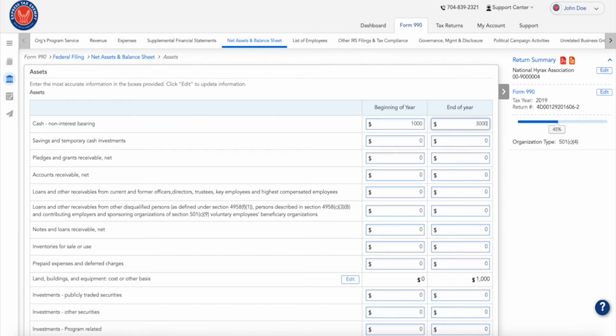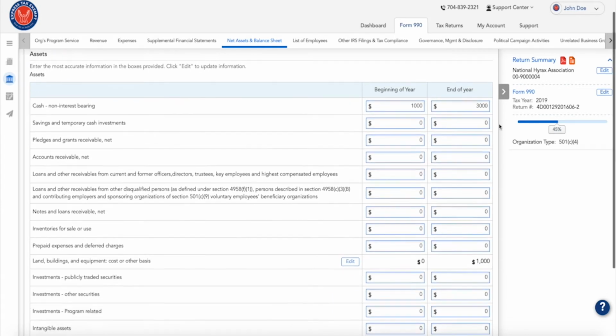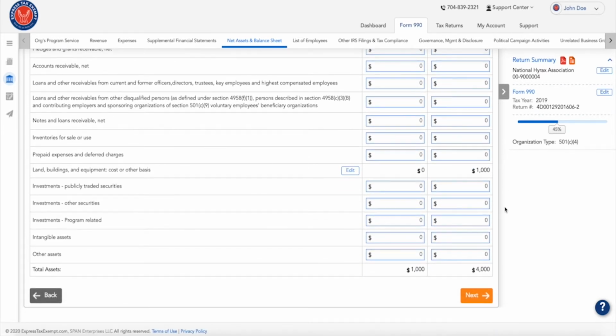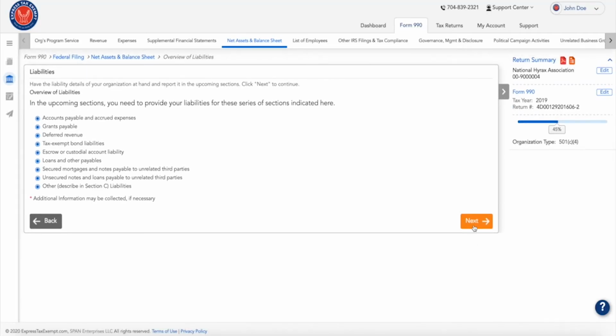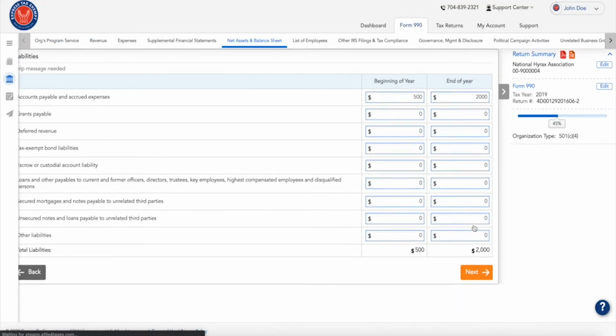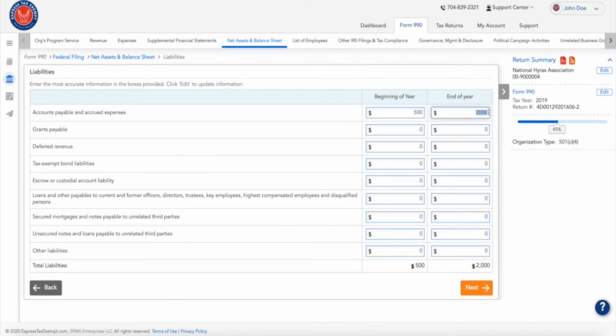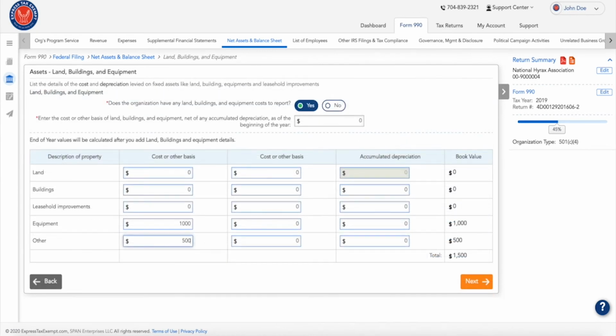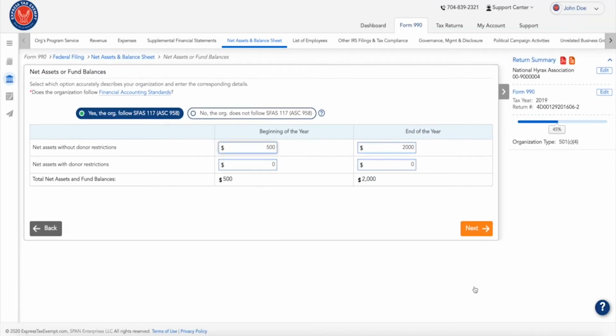When you begin entering your liabilities, be sure that what you include here reflects on your assets entries too. Let's say you use your organization's credit card to update your office furnishings, and it costs $500. Update the amount here, but be sure to include this on your assets as well. Now, if your organization follows the financial accounting standards, enter your net assets with or without donor restrictions.